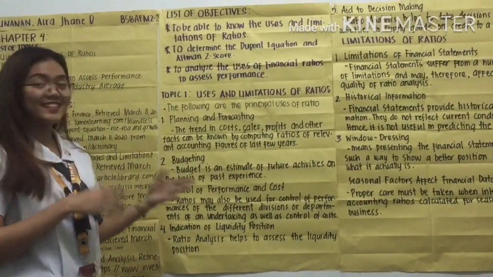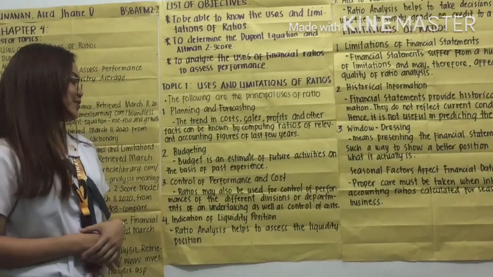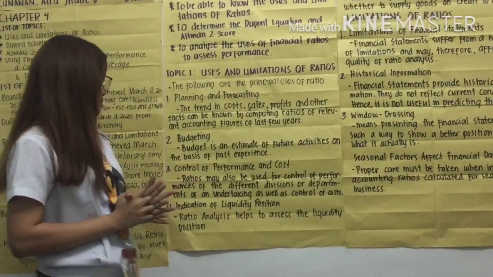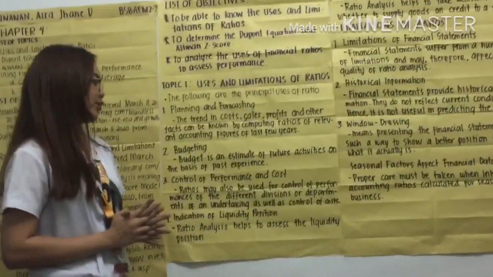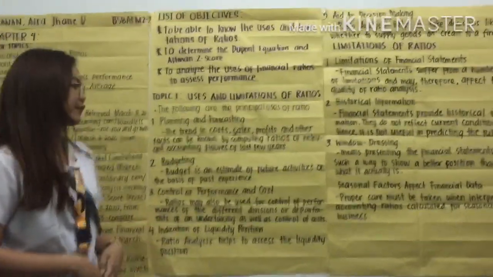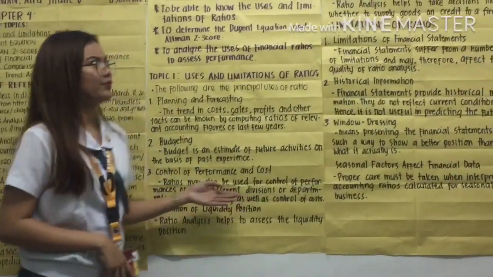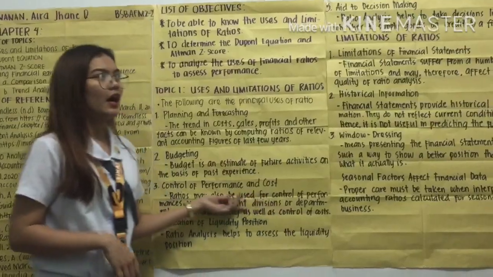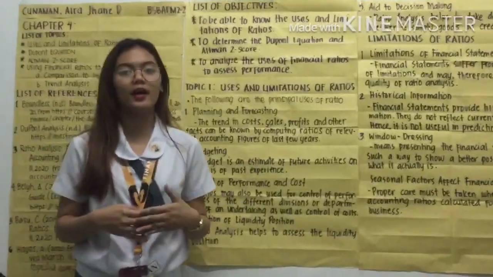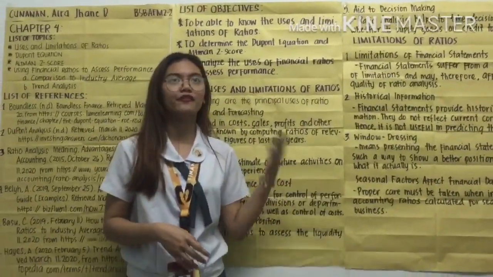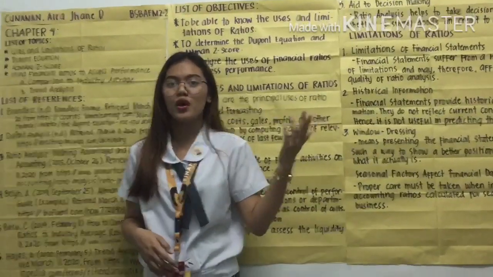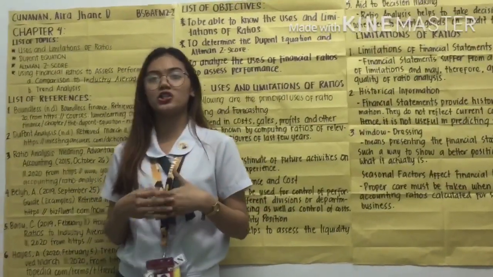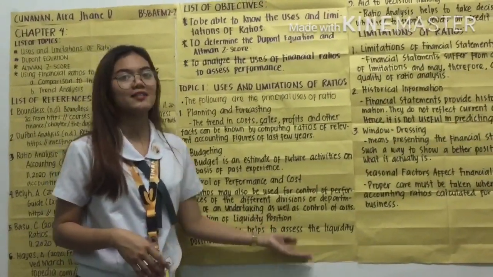Next is control of performance and cost. Under this, the ratio may also be used to control the performances of the different divisions or departments of an undertaking, as well as the control of cost. In control of performance and cost, you can help the company by controlling the performances of various previous years and the present years, and how to manage your costs and expenses.